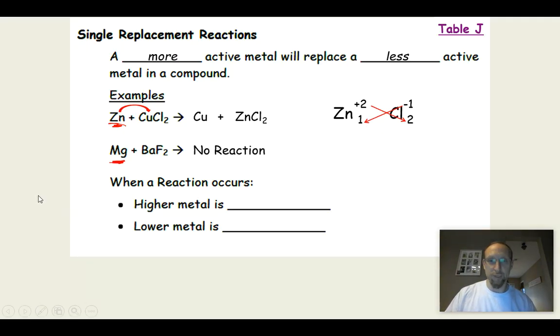Pretty simple. When a reaction occurs, the higher metal is oxidized and the lower metal is reduced. So just keep this in mind. The higher metal gets oxidized. That's going to help us out when we move on later in this unit to the next part. Just keep that in mind as we move forward. The higher metal gets oxidized. What is oxidized? Loss of electrons. That's the one that's going to lose electrons, LEO. So just keep that in mind as we're going forward.